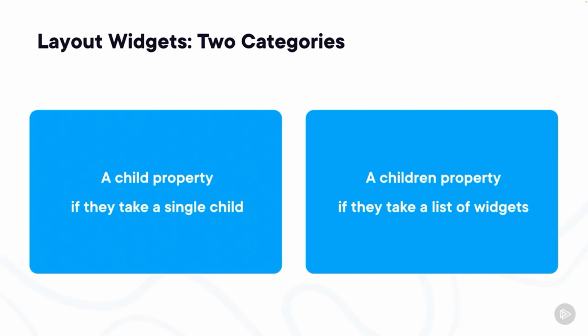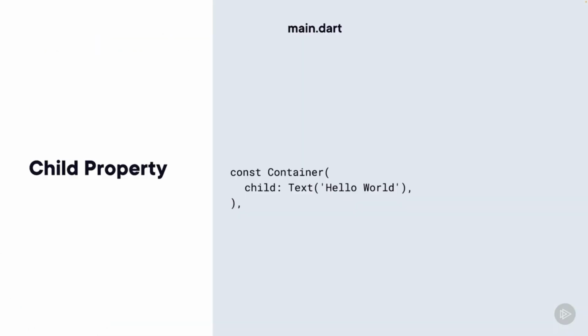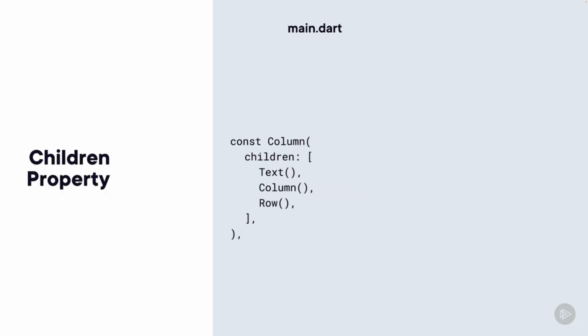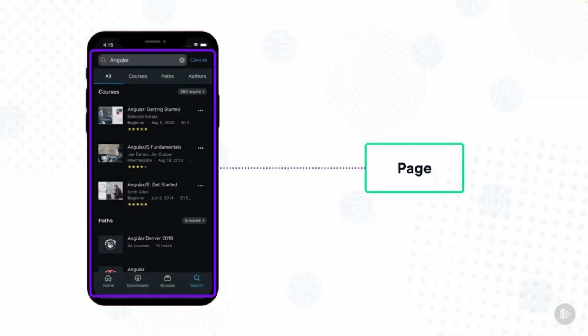We already have seen that as an example, but let's see that in code. Here's a Container widget with a single child, which is a Text widget. And here is a Column widget with 3 children: Text, Column, and Row widgets. All right, let's go back to the page again. Let's take a moment to memorize this page, and let's see what will happen when we compose these widgets.